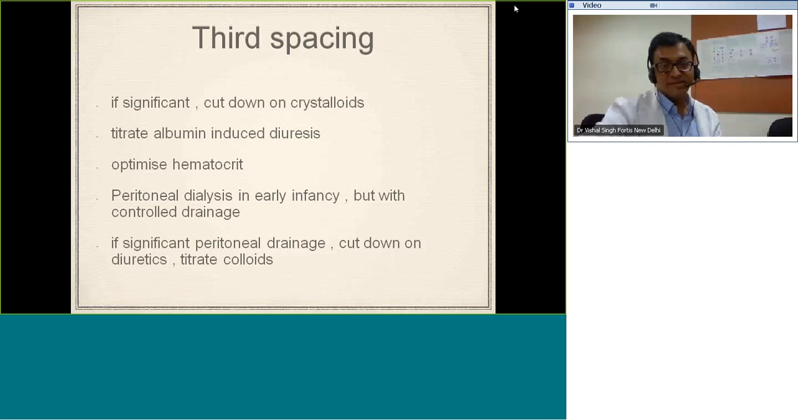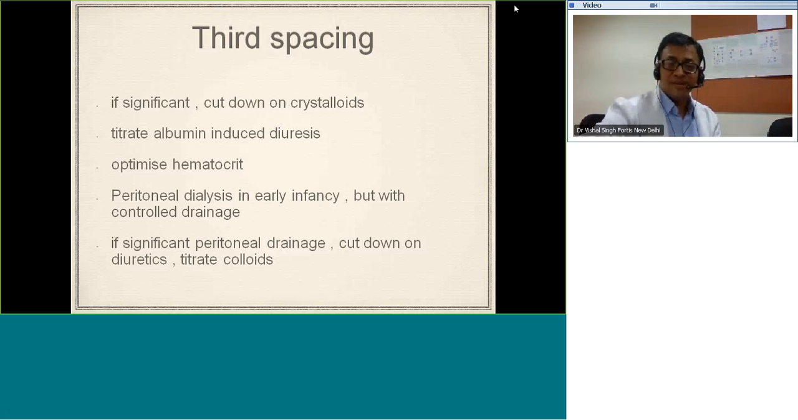Again, optimize the hematocrit. In early infancy, sometimes you may require peritoneal dialysis to get rid of the peritoneal fluid, but ensure that you don't overdo the dialysis if your patient's renal profile is normal. Also, if the patient is draining significantly, ensure that you don't drain it very fast, because that will lead to major hemodynamic instability and you'll end up in a problem. So drain it with control. You partially clamp the drainage and let the PD drain gradually, and you can balance your colloids accordingly.